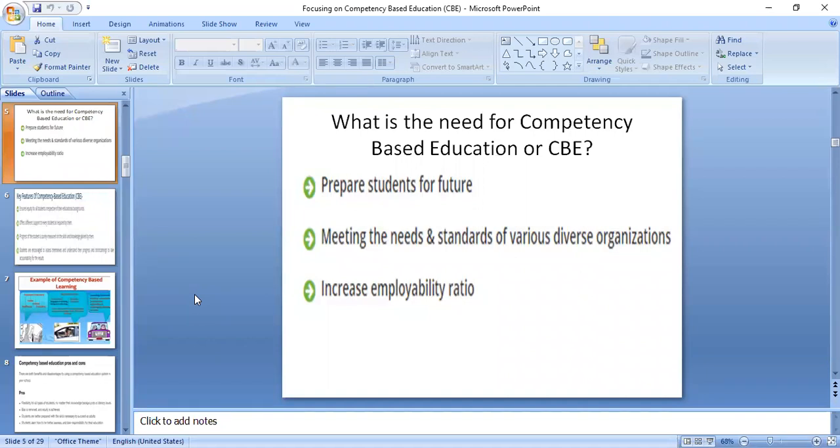Next is increasing the employability ratio. We as teachers have to make them employable, and for that we have to work on their skills.